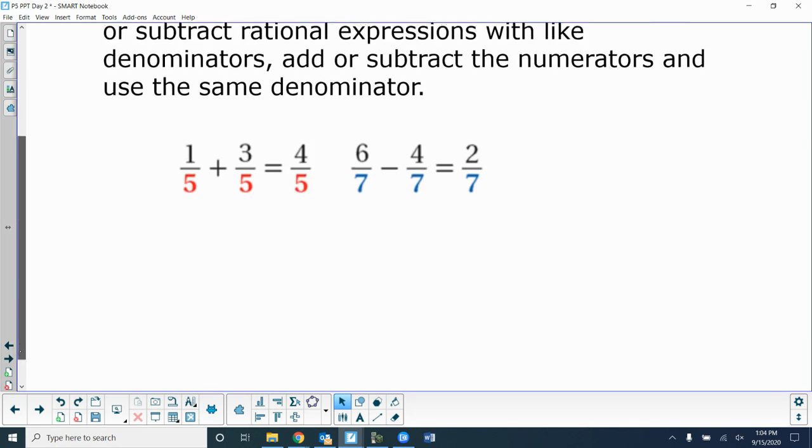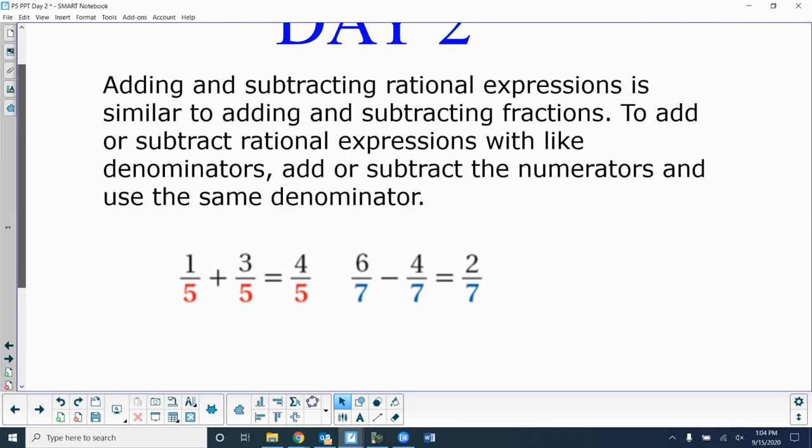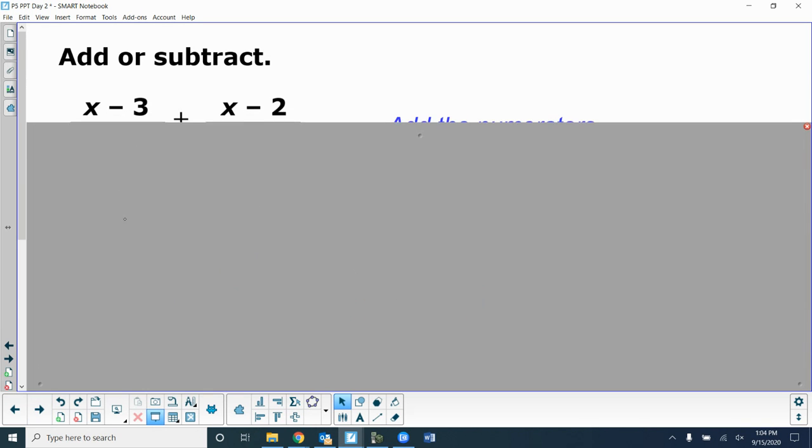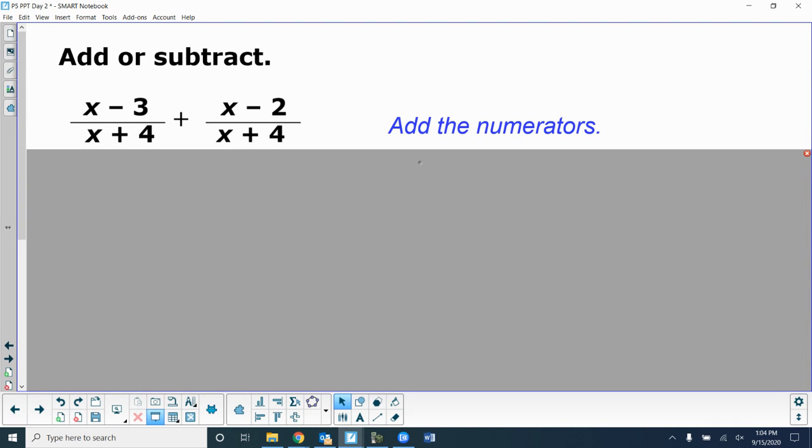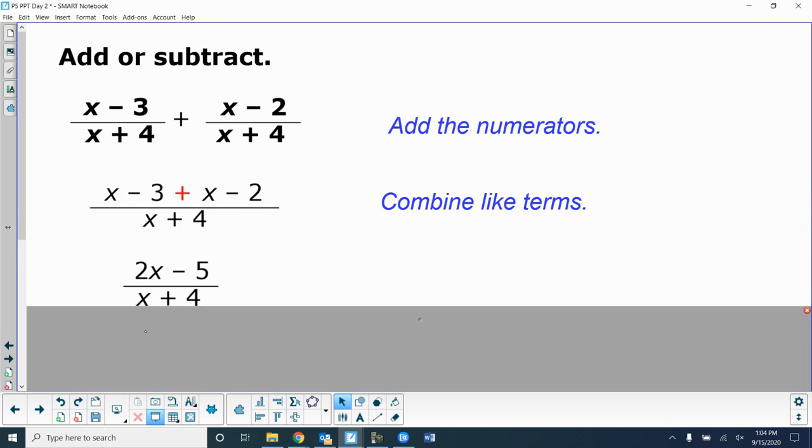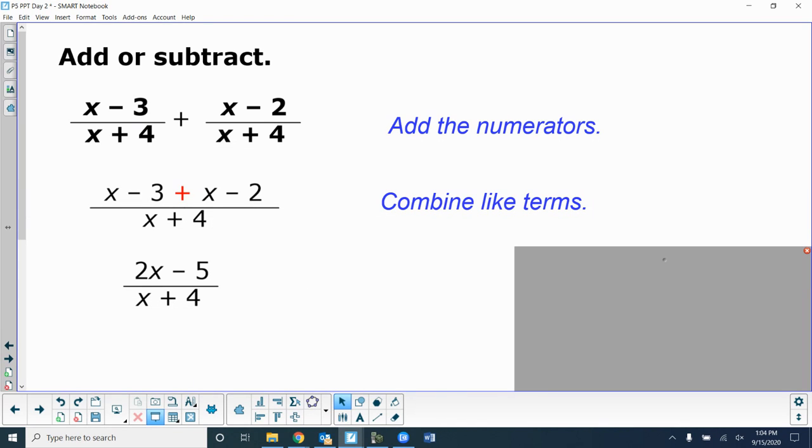Now multiplying, we're just adding. But in order to add or subtract fractions, you've got to have a common denominator. So, can I add those? Yeah, common denominator, right? So in my answer, what's the denominator? X plus 4, it doesn't change. So just go x plus x, which is 2x. Negative 3 plus negative 2, negative 5, right? That's all you gotta do.